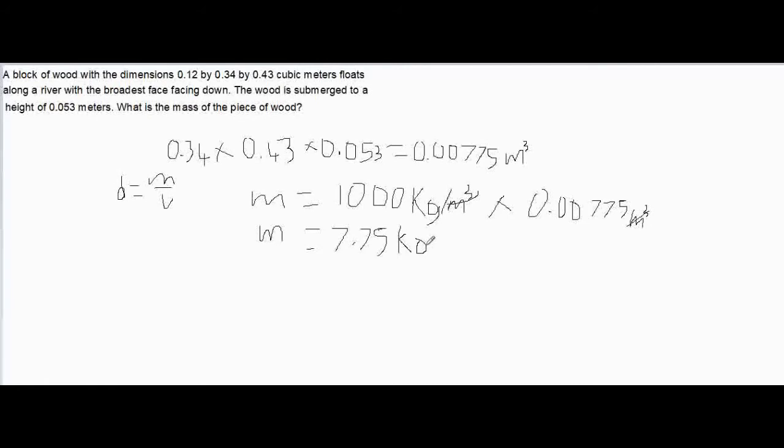But this is also the mass of the piece of wood, because if the piece of wood is floating, that means that the downward force of gravity acting on the wood, which would be gravitational field strength times its mass, is equivalent to the upthrust from the water. And as you know from Archimedes principle, the upthrust from the water is equal to the weight of the fluid displaced. Therefore, the mass of the fluid displaced in this case is also the mass of the wood.